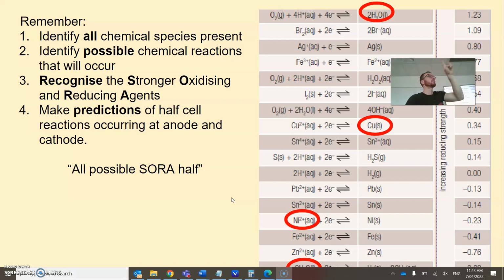So it's not a nickel in a nickel 2+ half cell. It's a nickel sulfate solution. So there's sulfate ions there, but sulfate's not on the electrochemical series. If you were required to do something with the sulfate from an electrochemical point of view, you would be provided with the half equation for that. So I've got nickel ions, I've got water present, I've got copper, and I've got water.